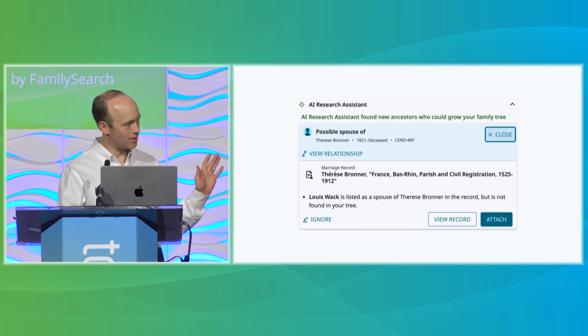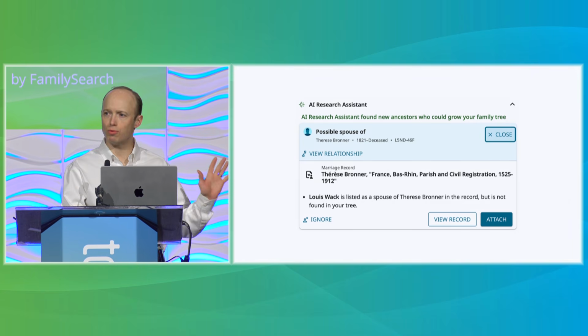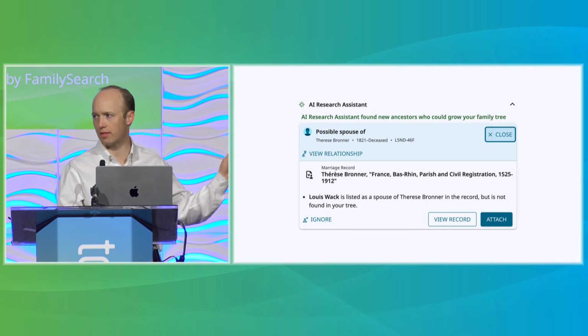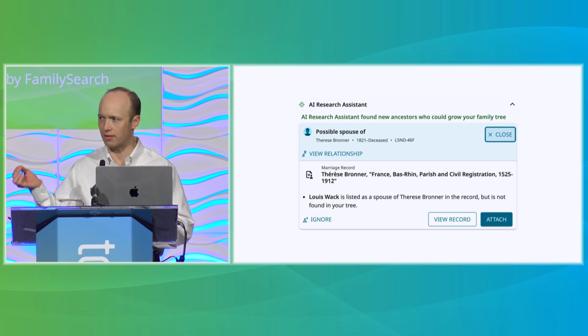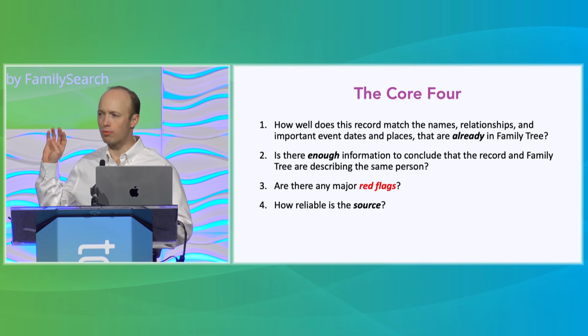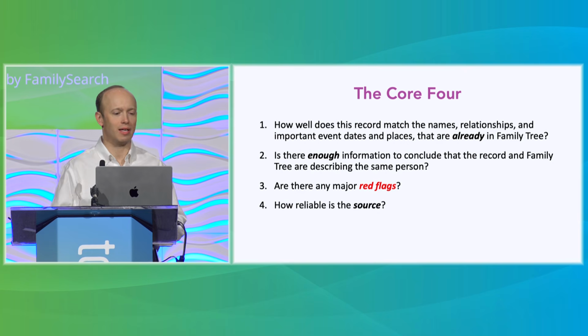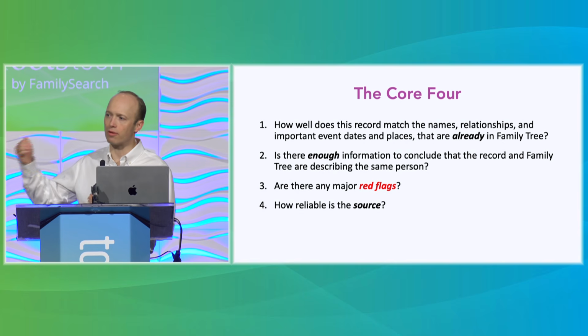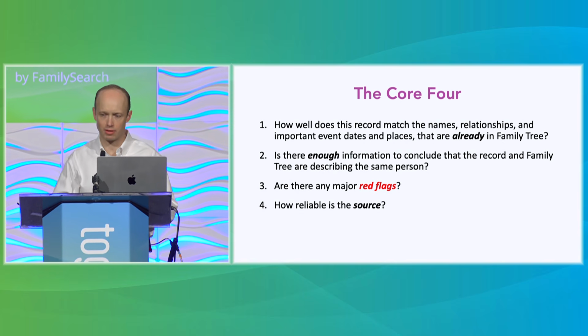So that being said, apply the usual criteria that you apply when considering a source and attaching it to the tree, even with these curated AI-selected record hints, okay? I call these rules the core four. These are sort of like your baseline criteria for making a good decision as to whether or not to attach a source to somebody in the tree.